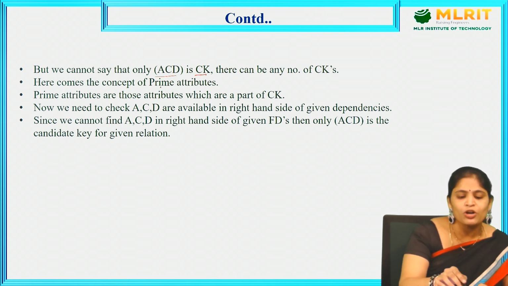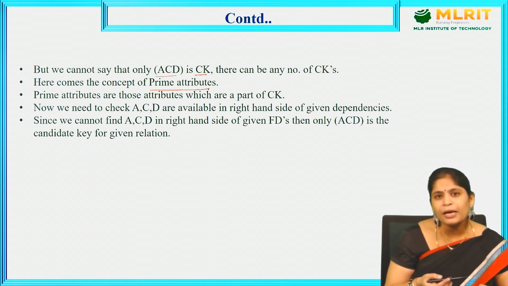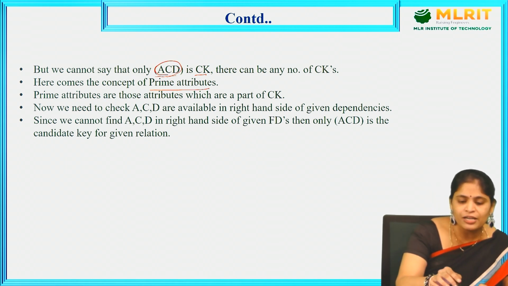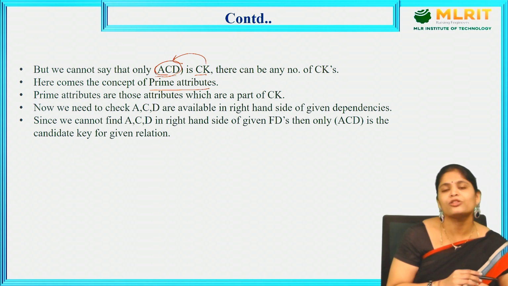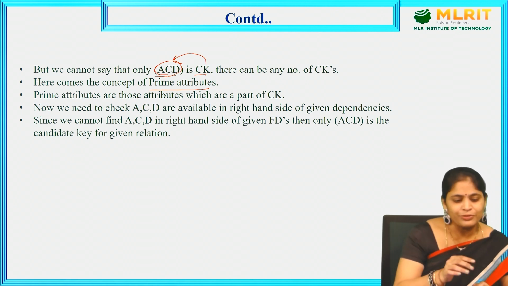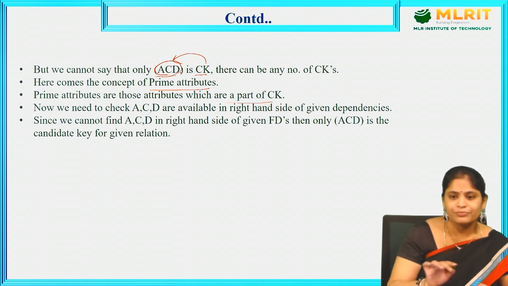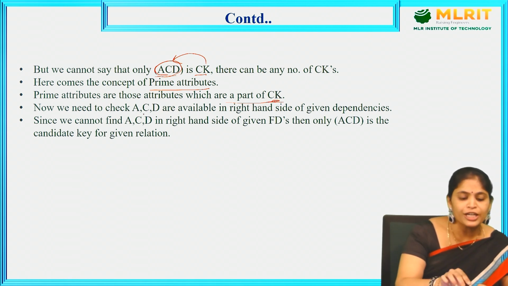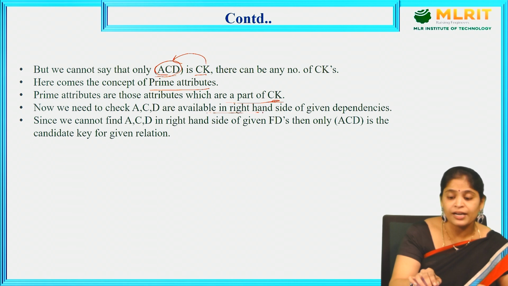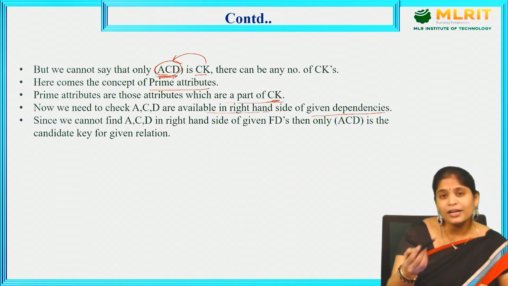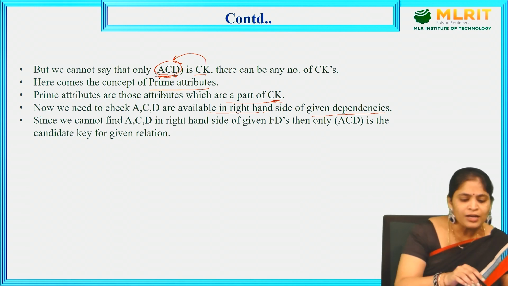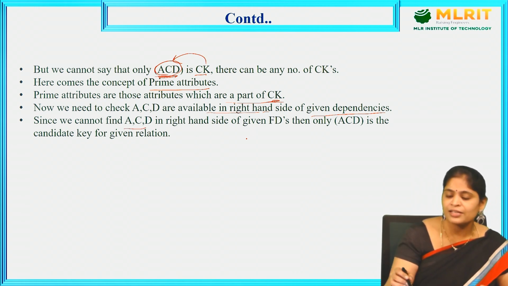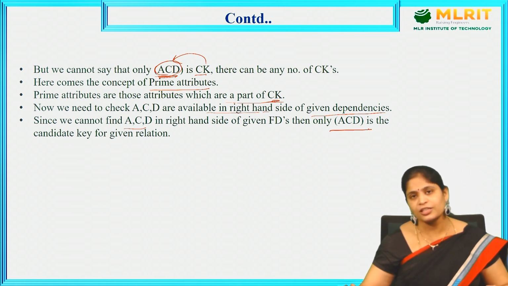So, here comes the concept of prime attributes. What are the prime attributes here? Whatever the attributes that are there in the candidate key are called prime attributes. So, prime attributes are those attributes which are a part of the candidate key. Here CK means candidate key. Now, we need to check whether ACD are available in the right hand side of the given dependencies. No, right. So, since we cannot find any of ACD in the right hand side, we can conclude that ACD is the only candidate key for the given relation.